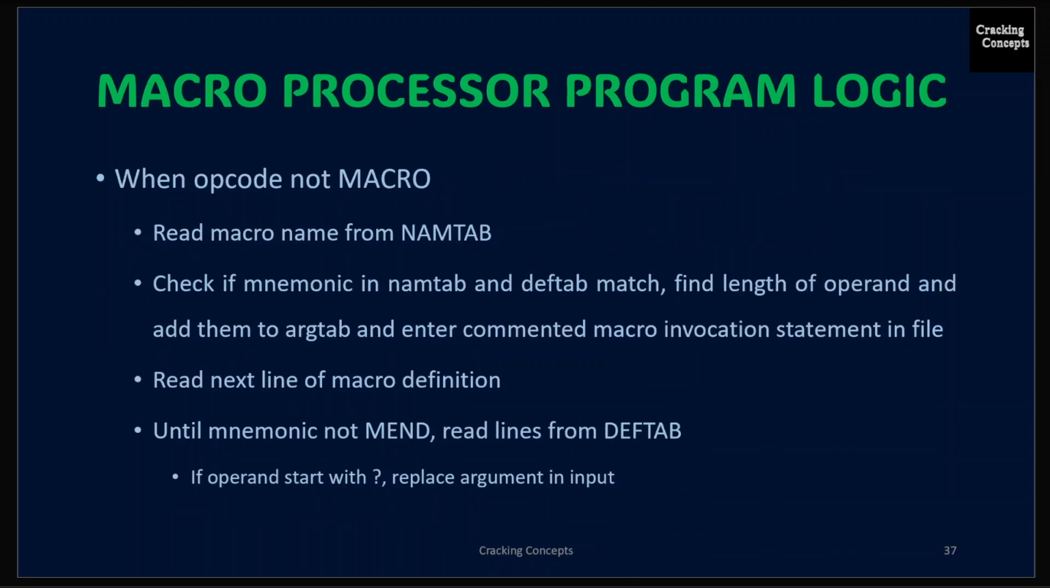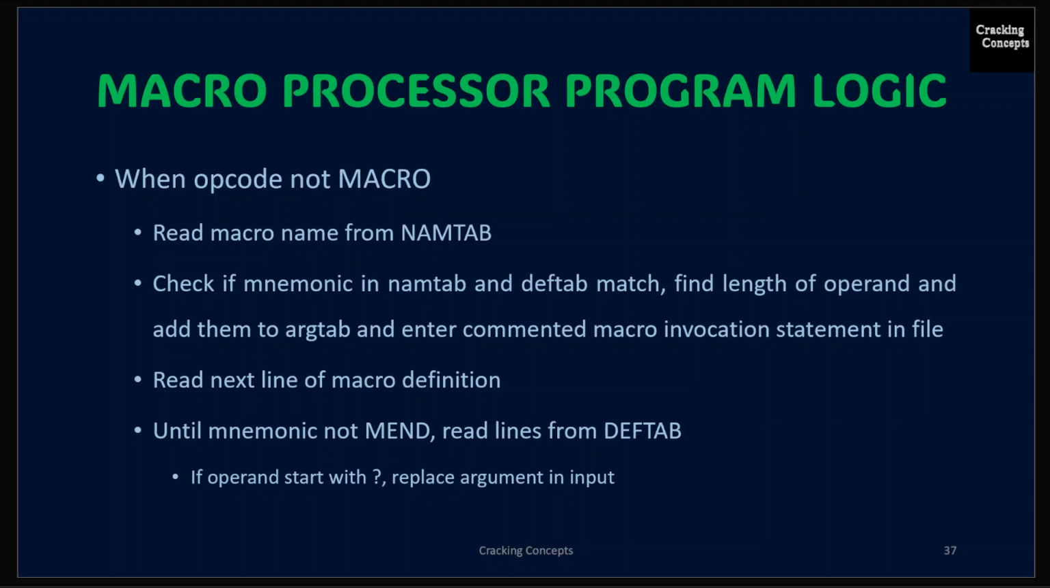Then what it does next is check if the opcode is not a macro. Then it will read the macro name from the NAMTAB, and check if that name in the NAMTAB and the name of the macro, that is the statement of macro call we came across in the program, match or not. If they don't match, it means the macro definition is not available.